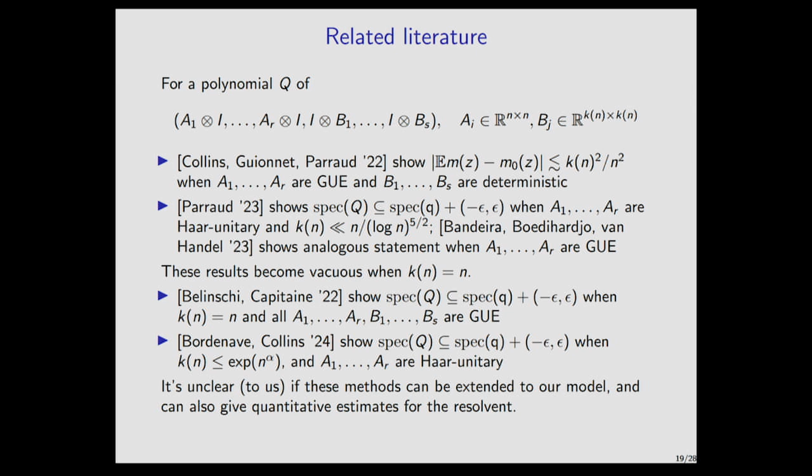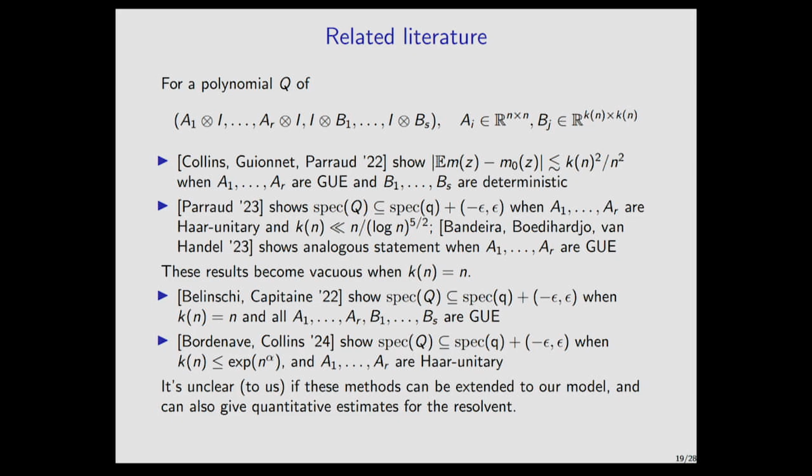And then recently, in two works that resolve the Peterson-Thom conjecture in operator algebra theory, there was a paper by Belinschi and Capitaine that showed the spectral inclusion when k equals n, and all of these matrices are GUE. And then there was a paper by Bordenave and Collins that showed the spectral inclusion when k can even be exponentially large in n, and the A's are Haar unitary. This last paper by Bordenave and Collins uses a high trace moment method that doesn't give information on the resolvent. The method of Belinschi and Capitaine does analyze the expected Stieltjes transform.